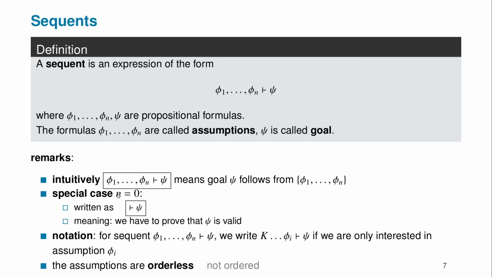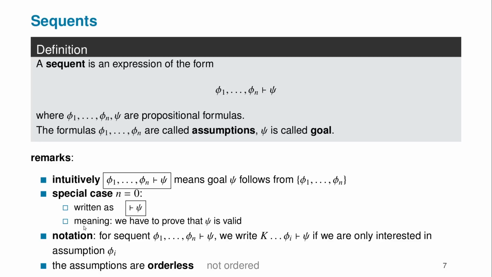Yeah, and we have a special case where we do not have any assumption, when we have this sequent where on the left hand side nothing is written, and on the right hand side we have the formula psi. Then we want to prove that the formula psi is valid. Yeah? And for this we will introduce rules that allow us to prove that formula psi is valid.